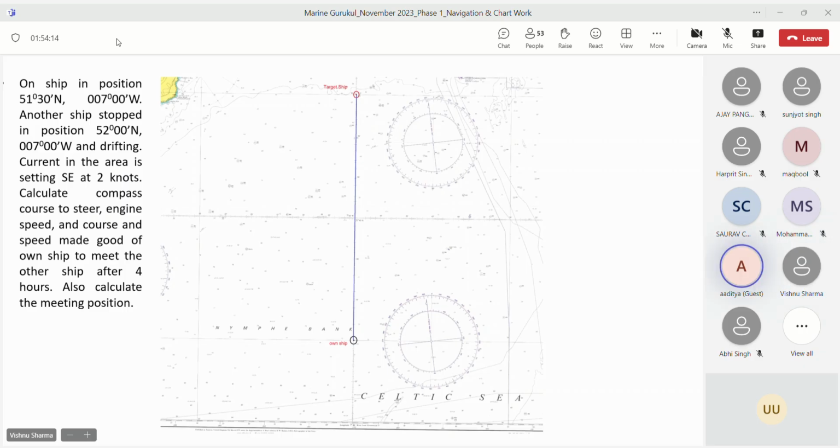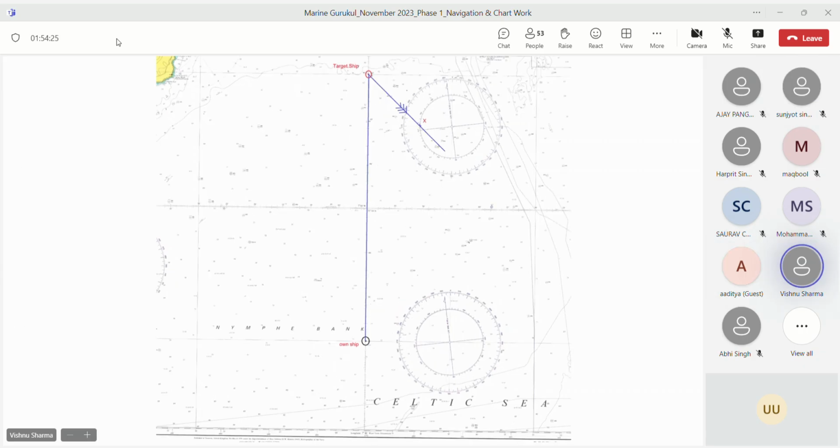Yes, sir. Southeasterly, and 4 hours of drift, right? 2 knots, so 8 miles. So X becomes the target's position after 4 hours. If I join A to X, what is it going to give me? CMG. Very good. Does everybody agree? This is the CMG of the own ship. This is the rendezvous, the RV position. And this is the CMG.